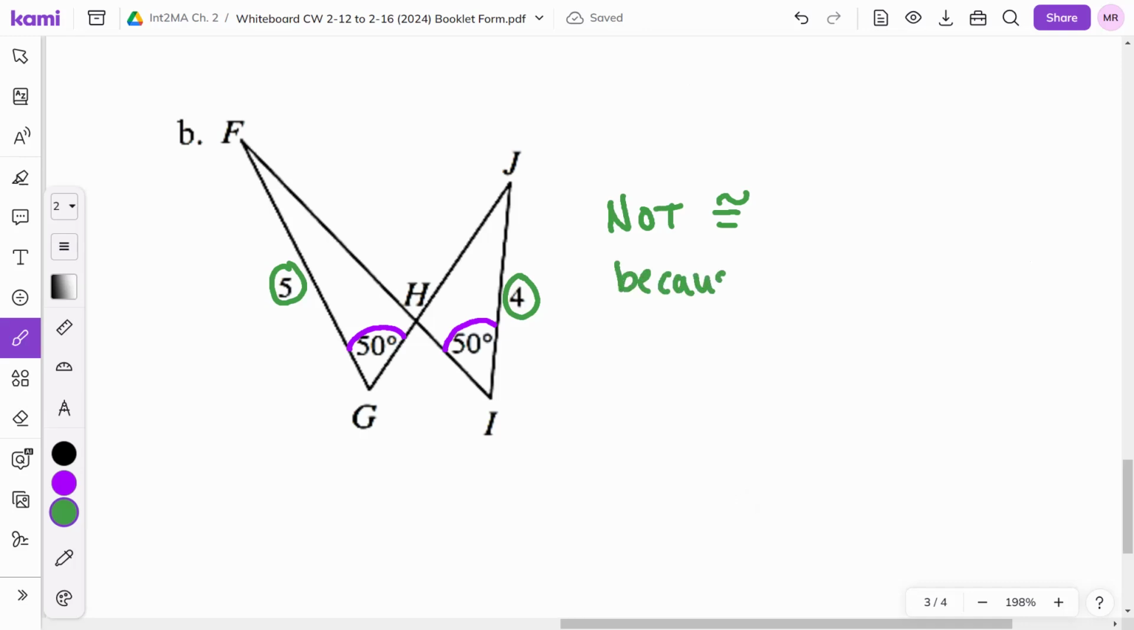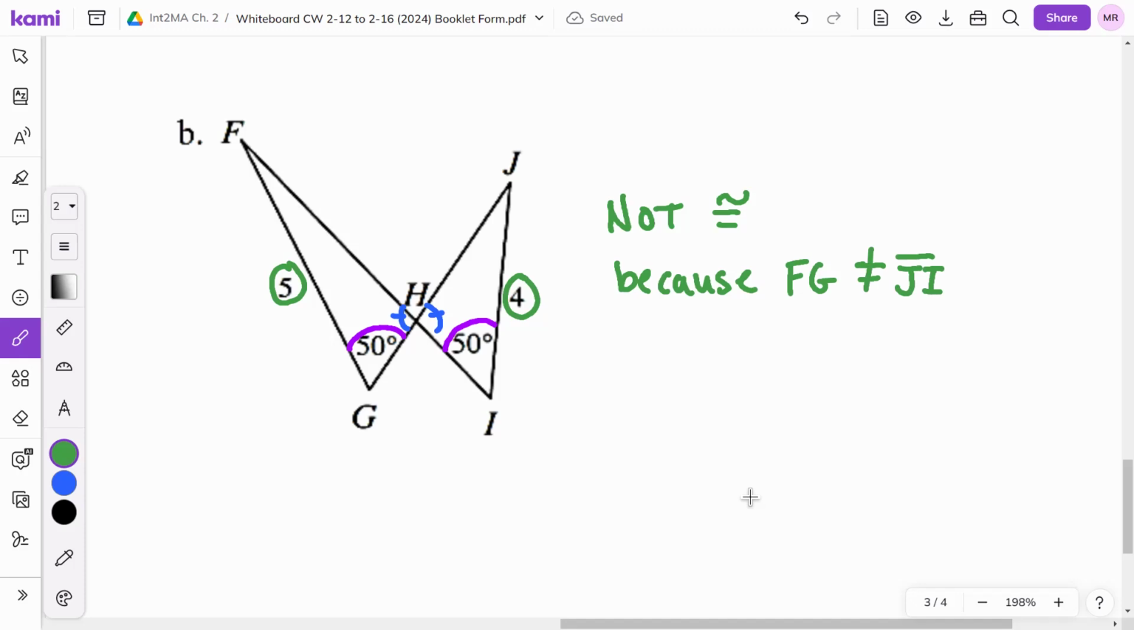Because, and let me say this, we would have this angle here at H. When I say at H, these two angles, FHG and JHI, would be congruent because of vertical angles. But that doesn't matter because the 5 and the 4 should be the same if it's going to be congruent. So not congruent because FG does not equal JI. They are not equal to each other.